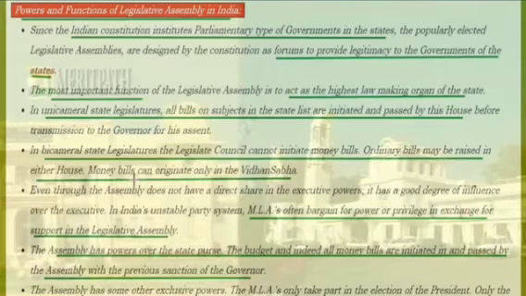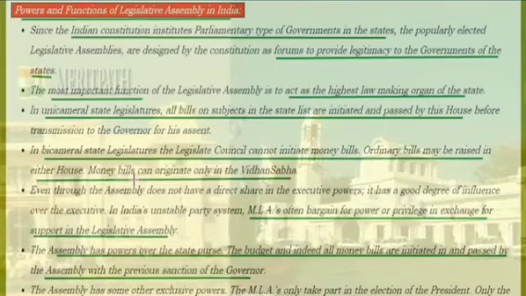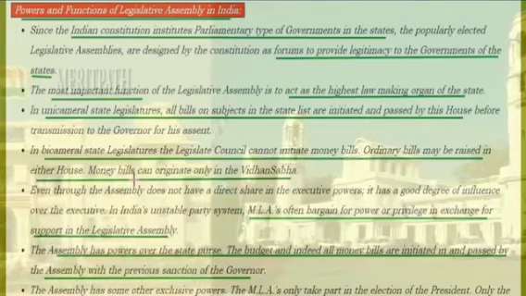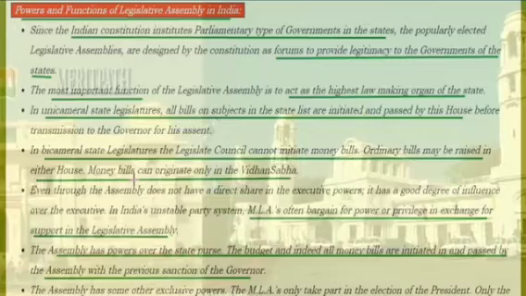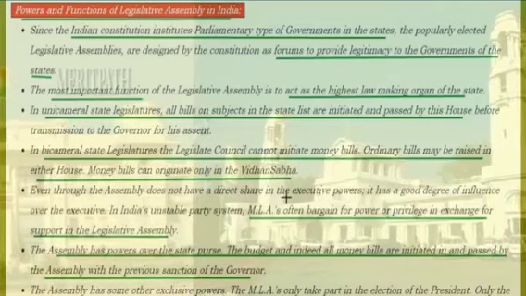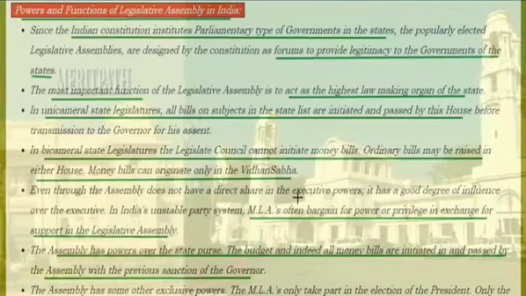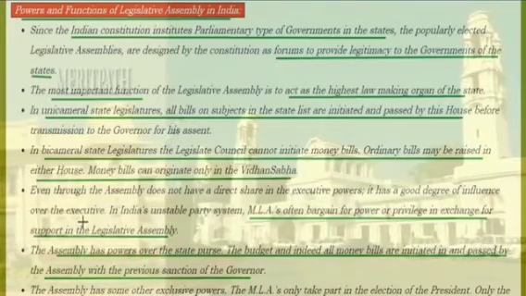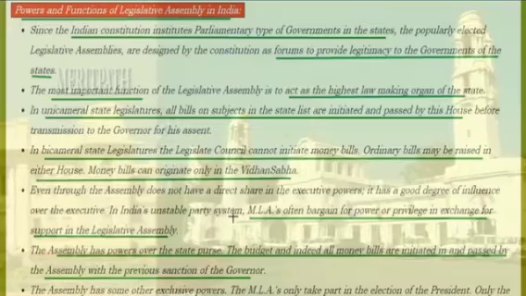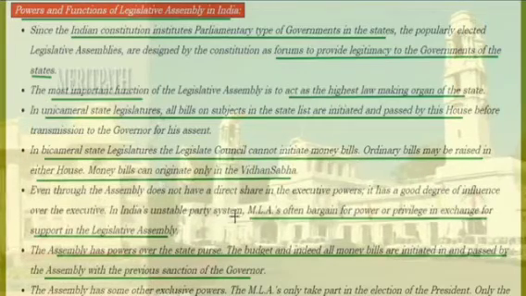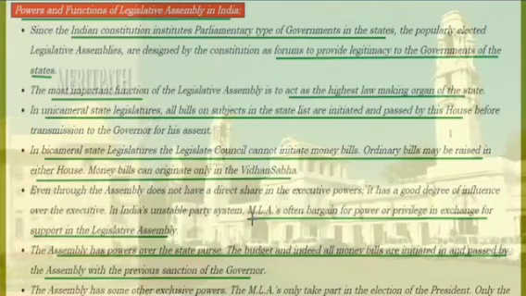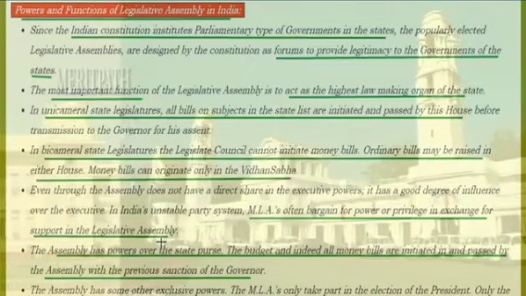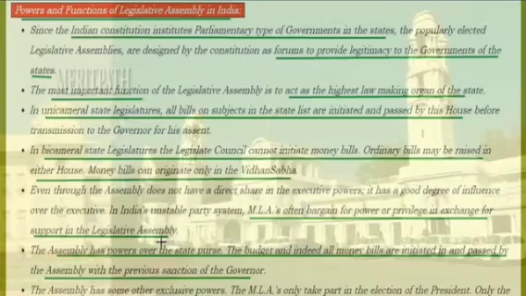And what is the most important function of the Legislative Assembly? It acts as the highest law-making organ of the state. It has the highest powers to control the state. In a unicameral state legislature, where there is only one house, all bills on subjects in the state are initiated and passed in that single house, and then they go to the governor for permission.